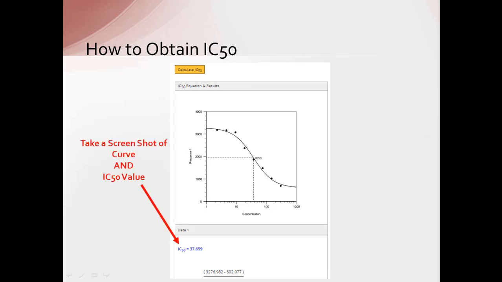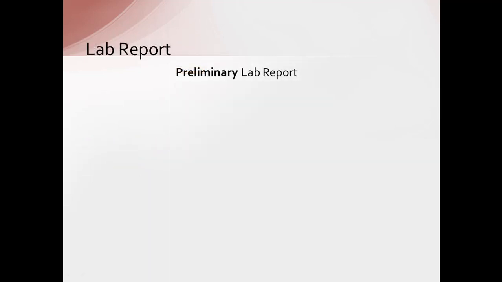So then what you want to do is take a screenshot of your curve and your IC50 value, because this is the concentration at which you obtained 50% inhibition or binding with your drug. Okay, so the lower the IC50, the more potent your drug, because the less of it we need in order to get the same effect. Okay, so this number is very important. So as I said, you want to take a screenshot of your curve as well as this IC50 value. Okay, just put it in a word processing document, and this is going to comprise your preliminary lab report. Okay, so this is where we're going to compile all the data.